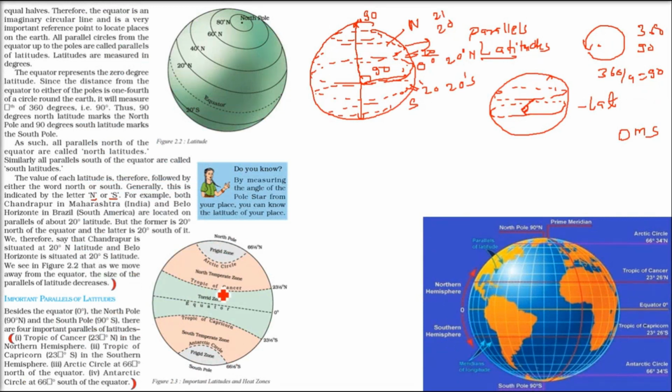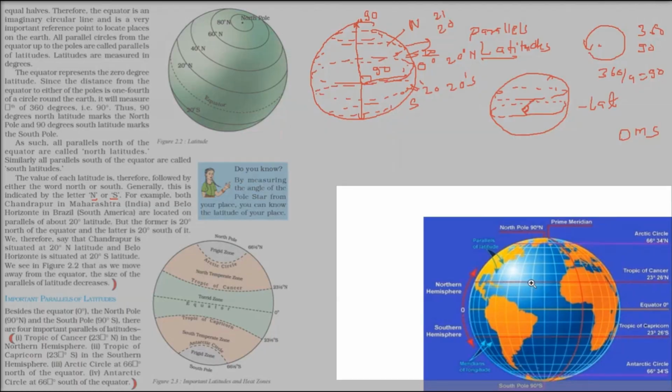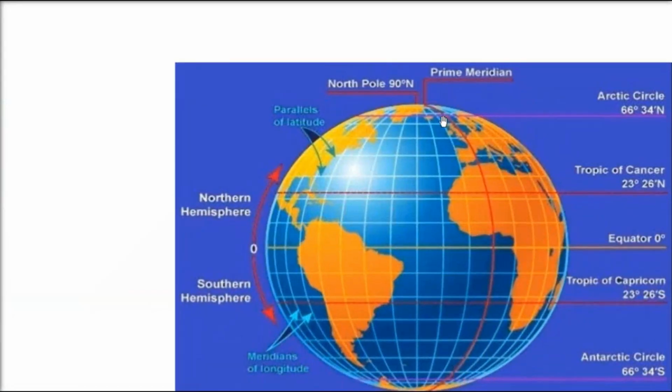Now we'll extend it also. So we went up from 0 till 23 degree. Now we go up to 66 degree. Same way we come down 66 degree. And when we go up, we have to write north. When we are coming down, we have to write south.